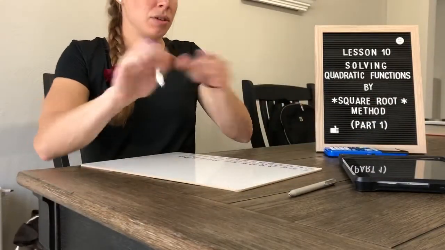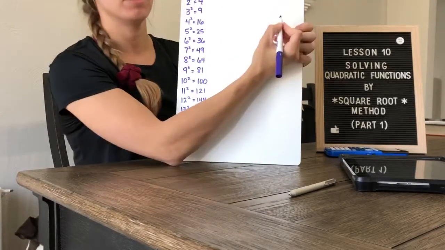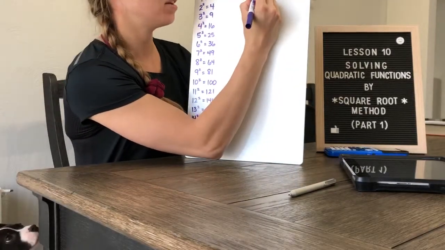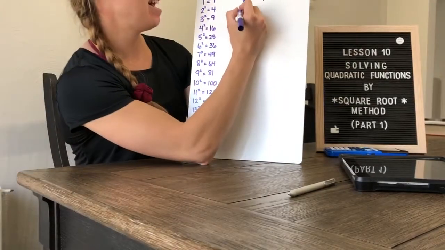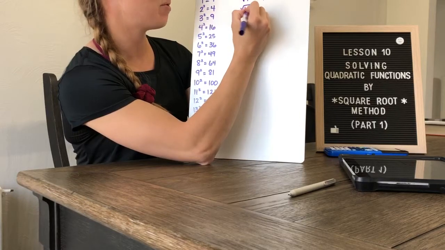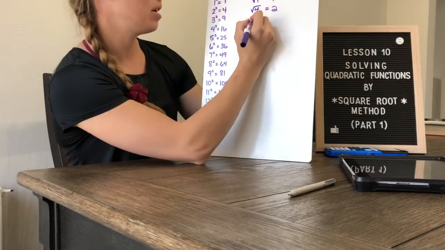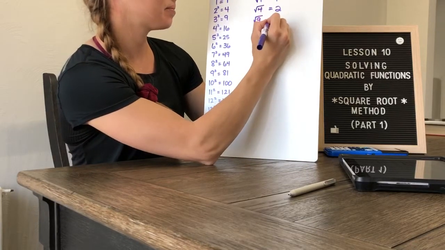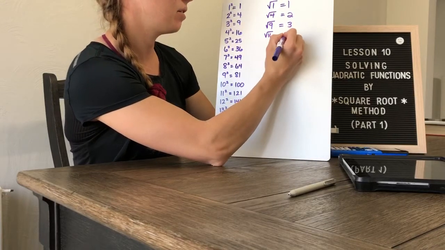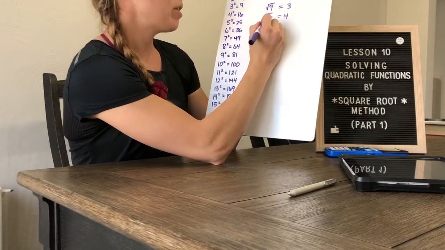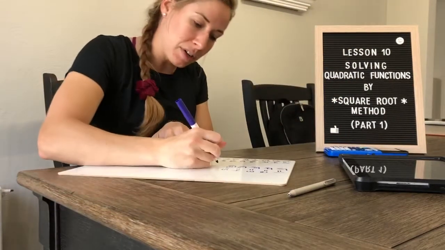So if I ask you, what is the square root of 1? What times itself gives you 1? 1. And then next will be the square root of 4. What times itself gives you 4? 2. The square root of 9. 3. The square root of 16. 4. The square root of 25. And so forth. So I'm just going to finish this list.